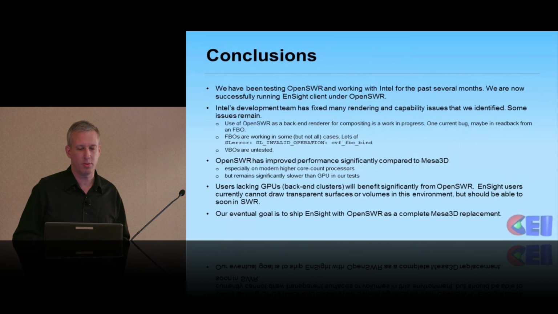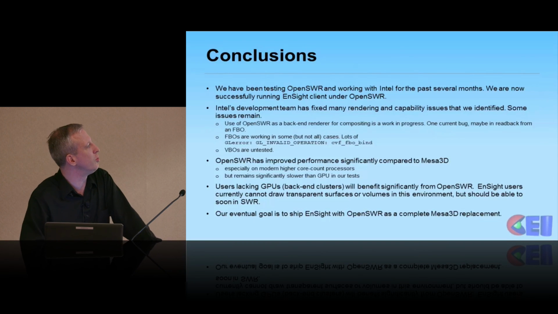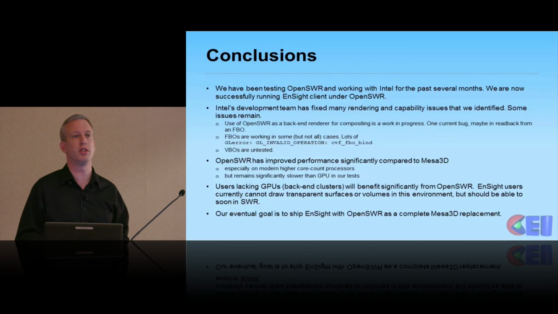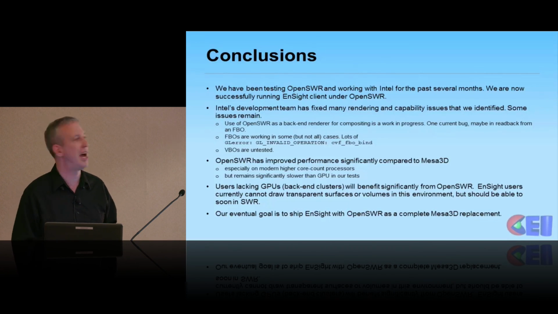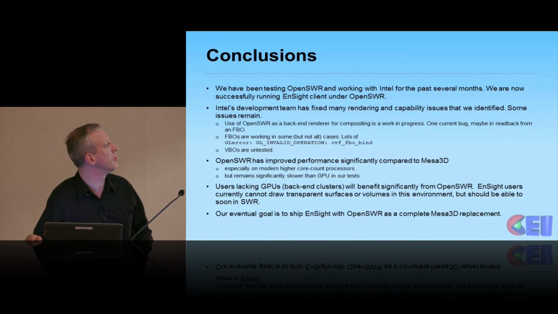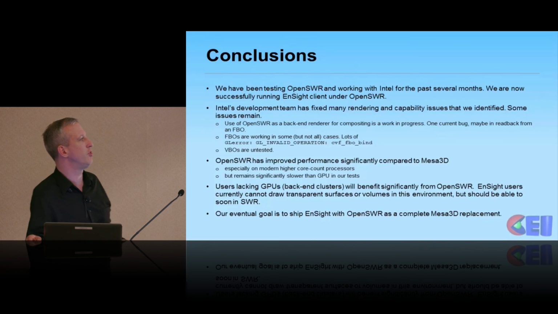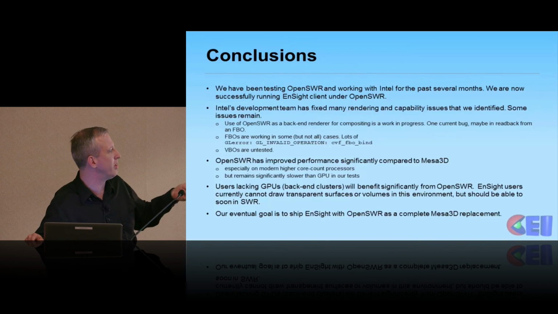And our plan is, wow, that's an eye chart. Our plan is to continue our testing and move toward releasing EnSight. Our hope is that our next commercial version will ship with OpenSWR as our primary software rendering path. So let's see. Yeah, we're very happy working with Intel's development team. This has been great. There have been issues that we've identified, and we're still working on it. We end up running into a bunch of these. A good portion of them may well be ours, but we are working a lot with this.